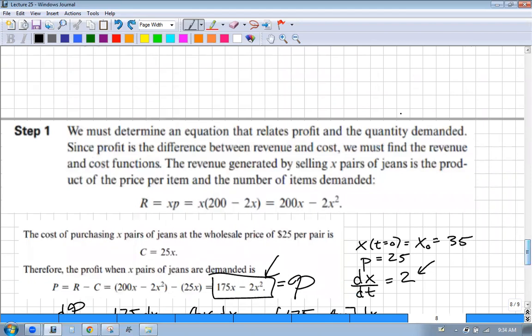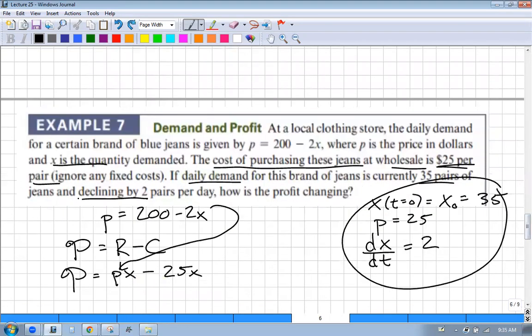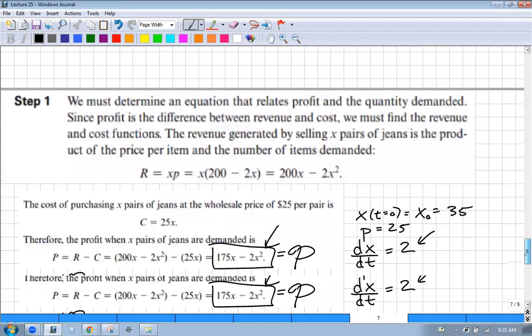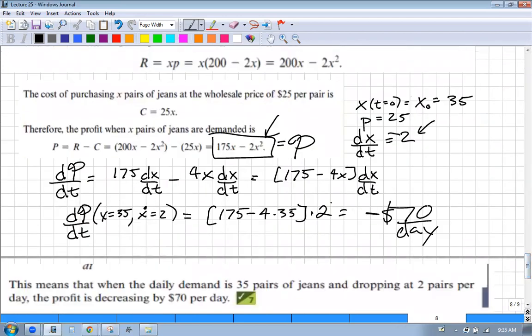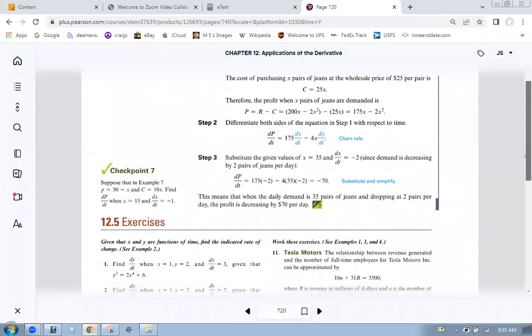Like here they say, where did it go? Here's the problem here. Declining by 2 pairs per day. The minus right there, I forgot that. So this should have been a minus. Really easy to miss that when you're reading these paragraphs. I do it all the time. We're skimming the words, trying to look for the numbers. All right, that's it for 12.5.